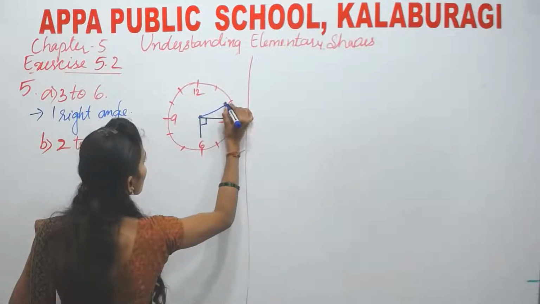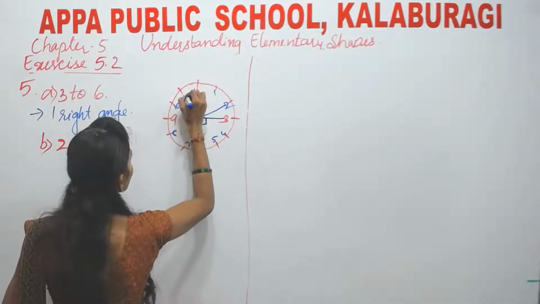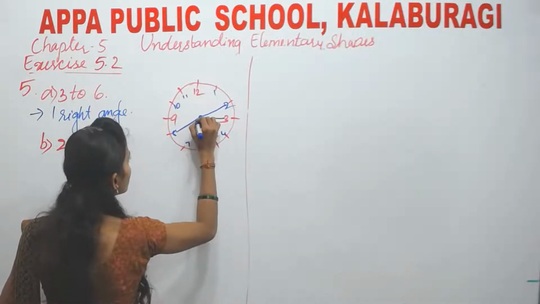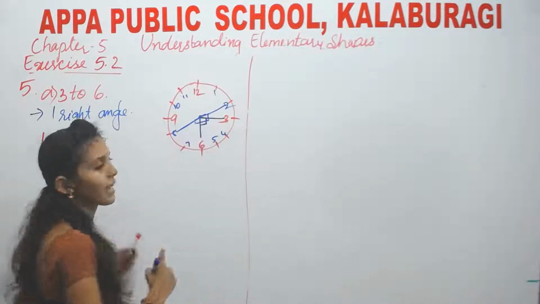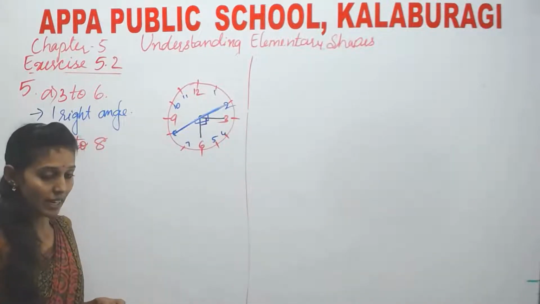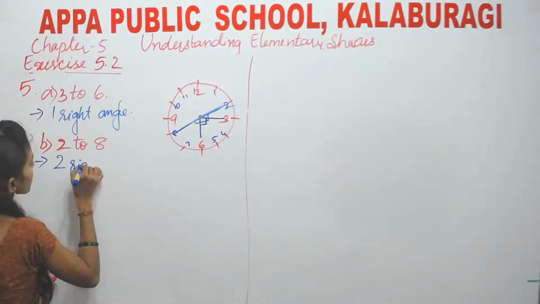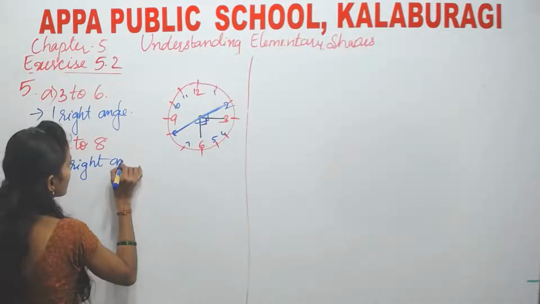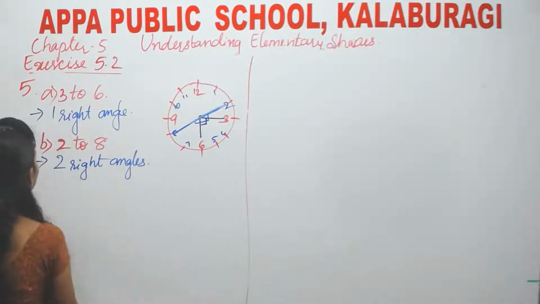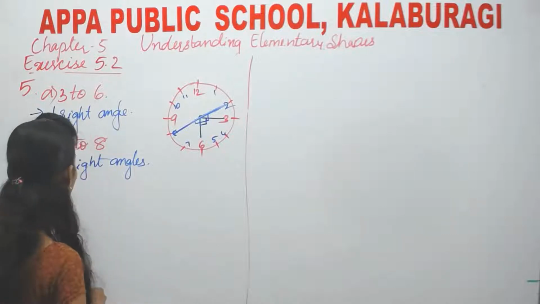From 2, this is 2, okay? 1, 2, 4, 5, 7, 8, 10, 11. From 2 to 8. It is a straight angle. This is a straight line. Means a straight angle. Straight angle means how many right angles? Obviously 2 right angles. Right? Yes. Next, 5 to 11.